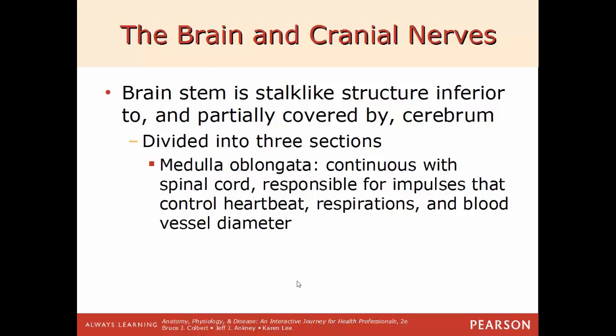Now the brainstem is a stalk-like structure that's inferior to and partially covered by the cerebrum. There are three regions of the brainstem. You have the medulla oblongata, which is continuous with the spinal cord. It's responsible for impulses that control heartbeat, respiration, and blood vessel diameter. It is this part of the brainstem that gets damaged when people are considered to be brain dead. If these centers that control these vital functions are destroyed, then your heart can't beat on its own, and you can't breathe on your own.